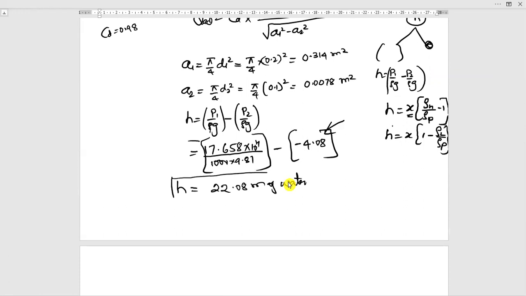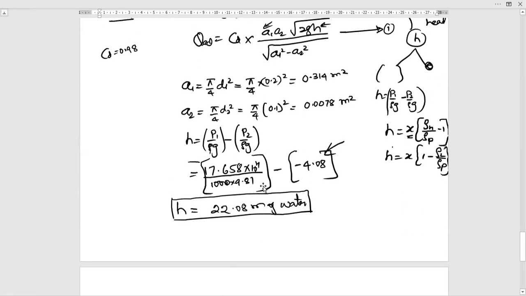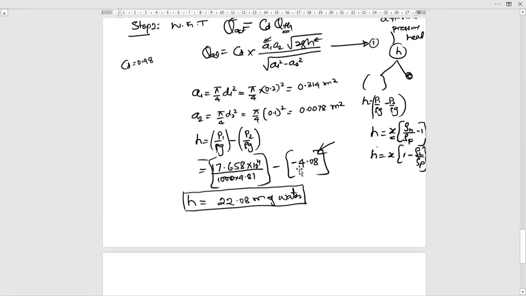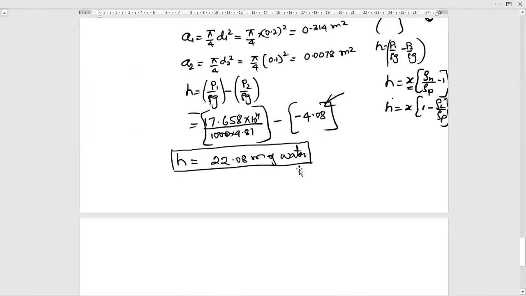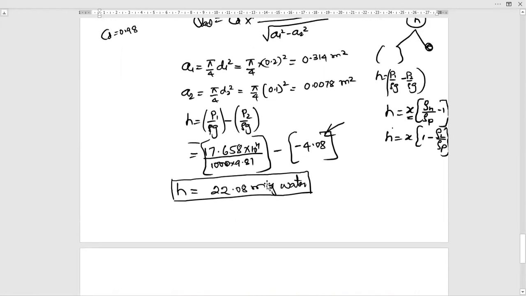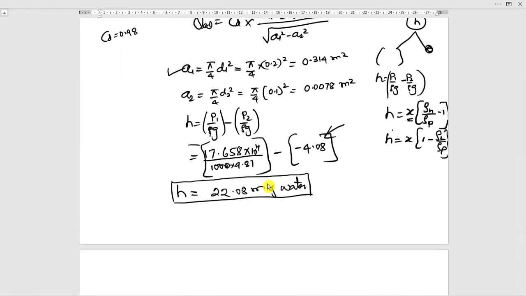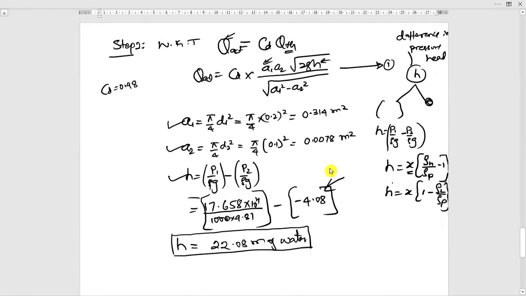And there will be slight variation in the answers. It depends upon the number of digits you have taken in the input. Here I got 22.08, you may get 21.9, like that. So there will be slight variation in the answers. So be careful when you are substituting the input values in the calculator. Now all values you have calculated, A1, A2, H, that are required for calculating discharge in equation number 1.